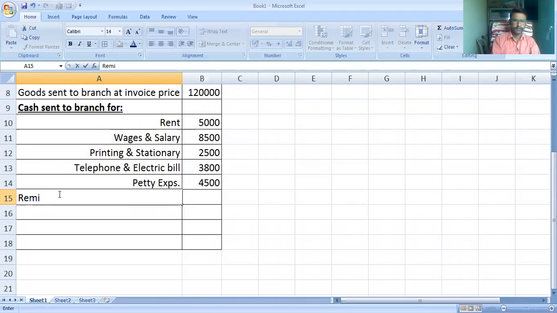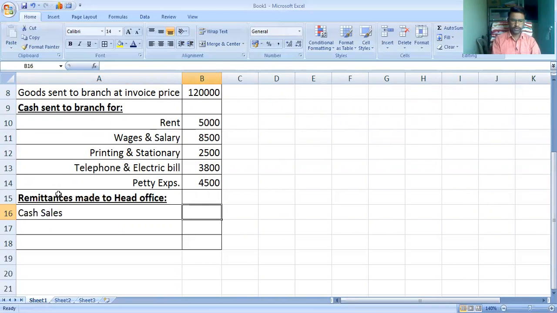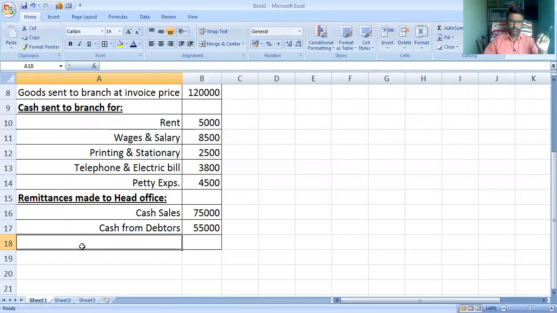Next, remittances made to head office. Under the heading of remittances made to head office: cash sales 75,000, cash from debtors, means cash received from debtors, 55,000. These 2 items come under the heading of cash remittances, means cash sent to head office through the cash sales and cash received from debtors.